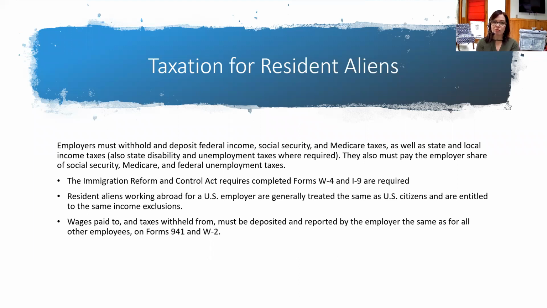Resident aliens working abroad for a U.S. employer are generally treated the same as a U.S. citizen and are entitled to the same income exclusions. Wages paid to and taxes withheld from them must be deposited and reported by the employer the same as for all other employees on Form 941 and W-2. So it's nothing separate. It gets reported the same as every other employee on the Form 941 and on W-2.